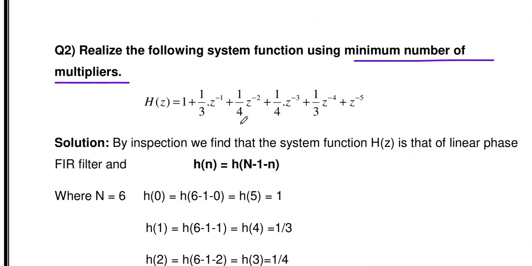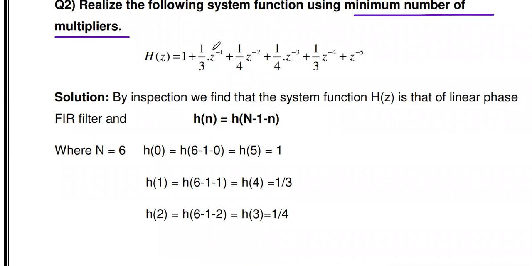Okay, so H of z is equal to, similar to that, 1 plus 1 by 3 z inverse, and so on is given. So first we have to check whether this FIR filter is linear phase or not. Okay, so what is the condition? If h of n equals h of N minus 1 minus n, it's a linear phase FIR filter. So here what is the order N? You see the highest power of z is 5. So this 5 is N minus 1. Okay, N minus 1 is equal to 5, so from that N equals 6.